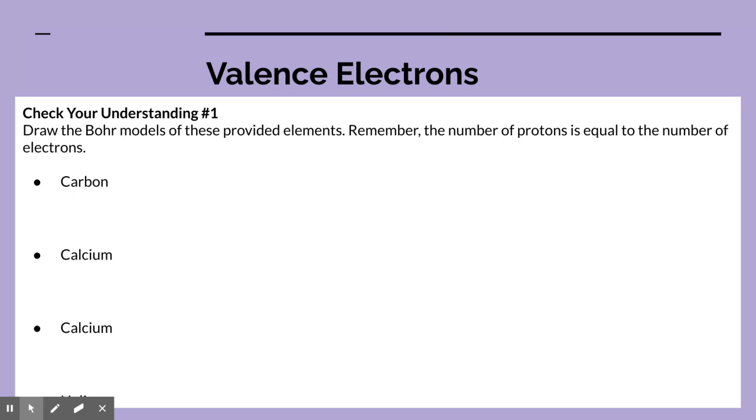So, check your understanding. Number 1 here. Draw the Bohr models of these provided elements. Remember, the number of protons is equal to the number of electrons. Now we know about these energy levels, so let's draw some Bohr models of these. I'm now seeing I've got calcium there twice, so that's cool. Pause the video here, draw these on your own, and then come back to make sure you've got them correct too.